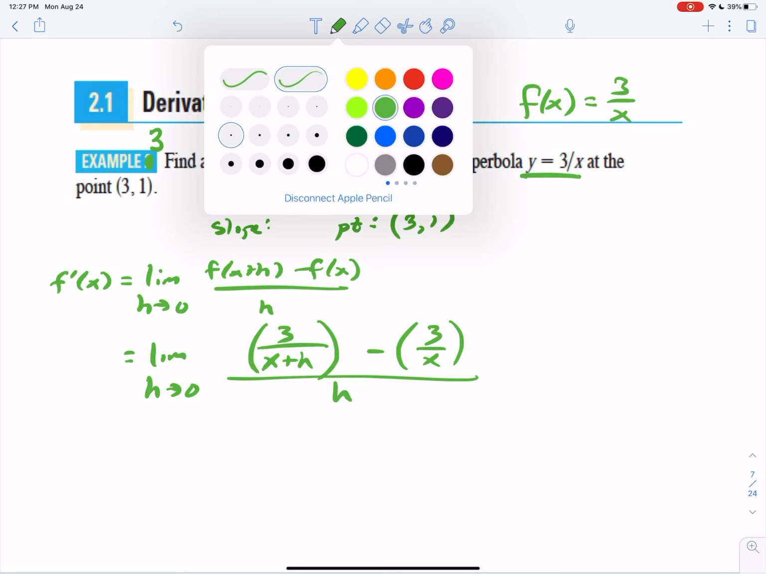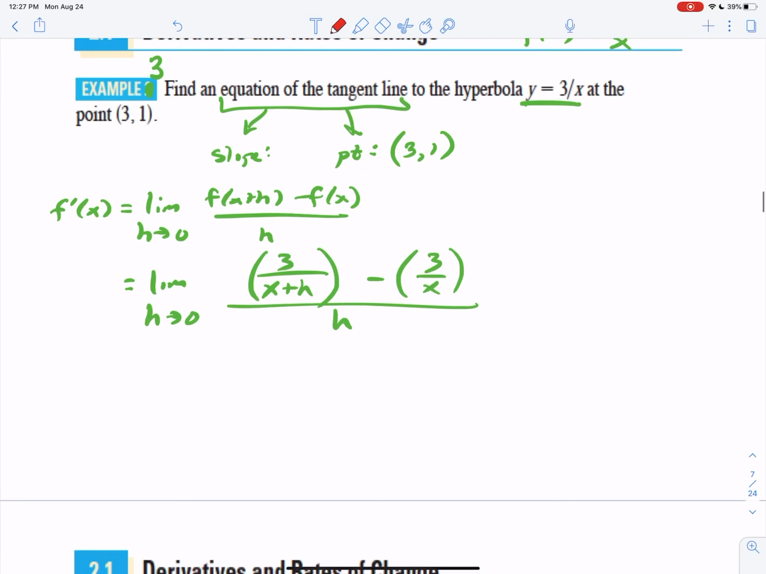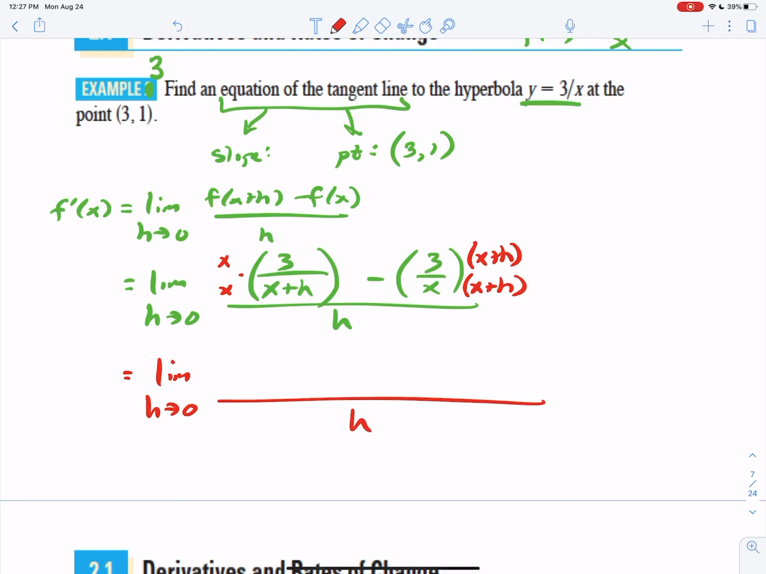Okay. So you guys have seen this problem before. What we're going to do is, in order to subtract those fractions up top, we're going to have to multiply to get common denominator. So I'm going to multiply by x here, and I'm going to multiply by x plus h over here. All right, so here we have the limit as h goes to 0. Down below we have that h. We have a common denominator of x times x plus h, so I'll write that out once.